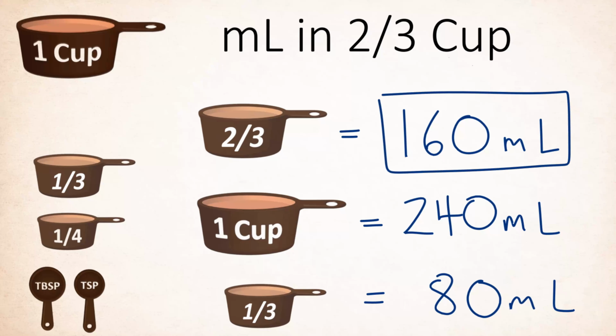So in real life, a cup is actually just a little bit less than 240 here, but recipes round to 240 just to keep things simple. And this is for US cups. Other countries use slightly different cup sizes, so the exact number depends on where you got the recipe from sometimes. But for US cups, 2/3 of a cup equals 160 milliliters.